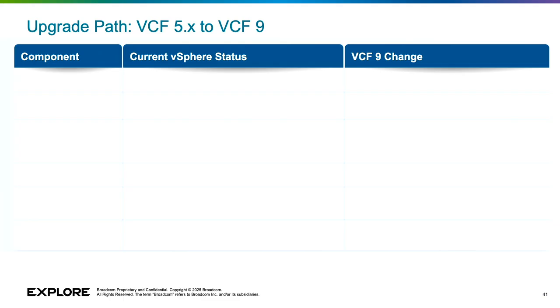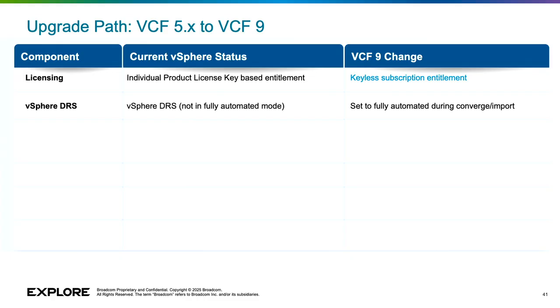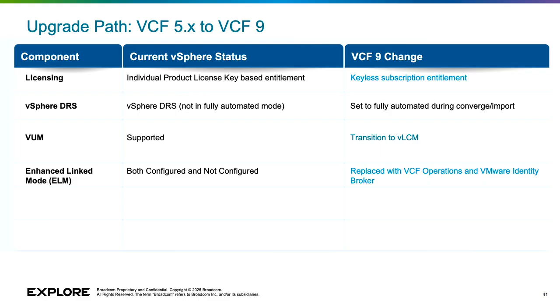So let's go to the third option that we have in terms of upgrading from VCF to VCF 9. A lot of this remains similar to what we had earlier, so I'll just run through it to make sure there aren't any deltas. Licensing, like we said, changes to subscription-based licensing. The same note as earlier for vSphere DRS. WUM is supported in VCF 5, and as we mentioned, you need to move to VLCM. We also have enhanced link mode.